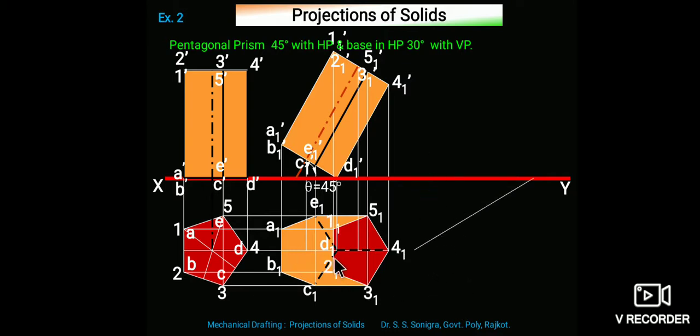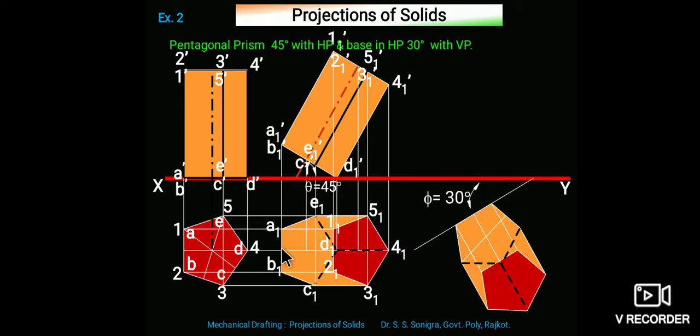Now the angle of its axis with VP is 30 degrees. Last step. Rotate this top view in such a way that its angle with the XY line becomes 30 degrees, and redraw this solid such that this angle becomes 90 degrees, because this base in HP makes an angle of 30 degrees with VP. So which base is there in HP? This base, that is this. So this makes an angle of 30 degrees.